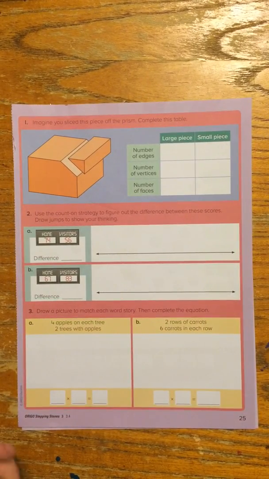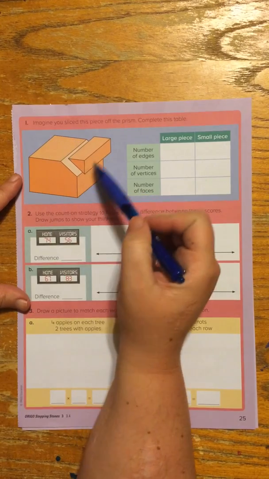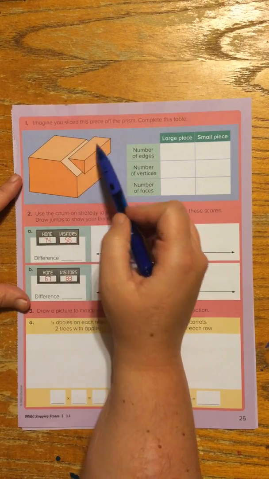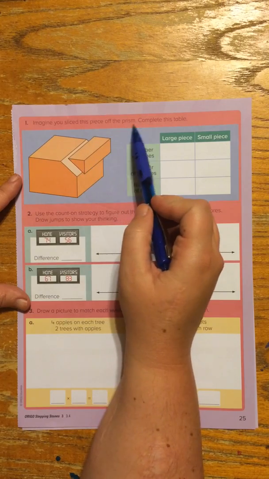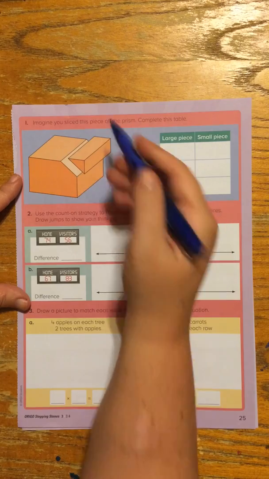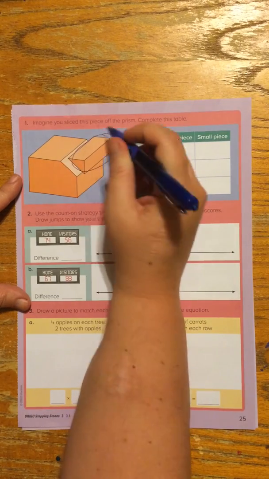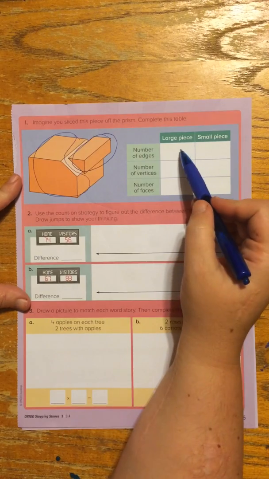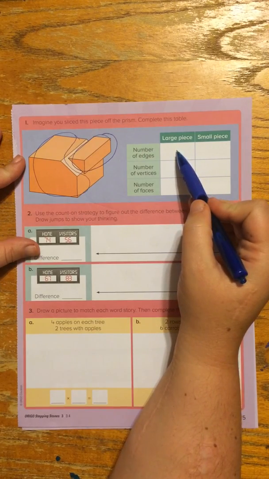This first question here is requiring you to do some visualization. So it says, imagine you slice this small piece here off the prism. Complete this table. So they're talking about the large piece and the small piece. The small piece being just this one here, the large piece being this piece back here. So let's look at the large piece first.